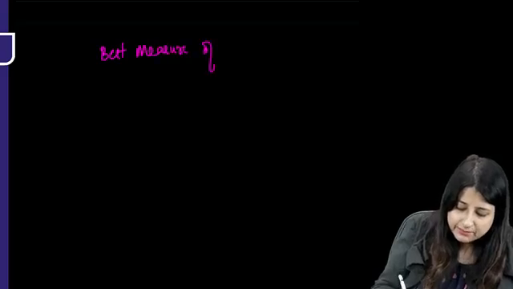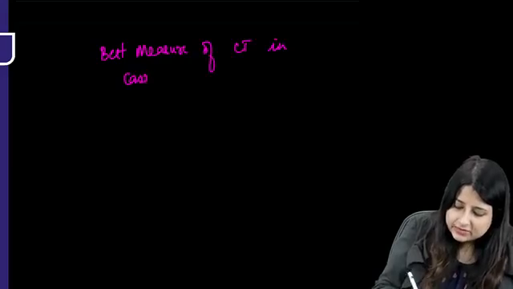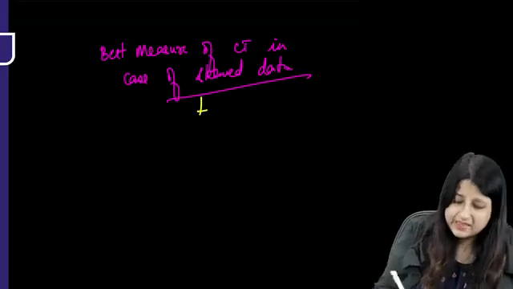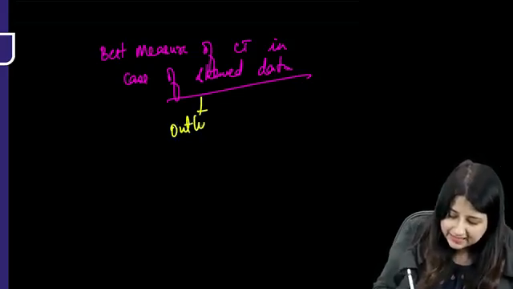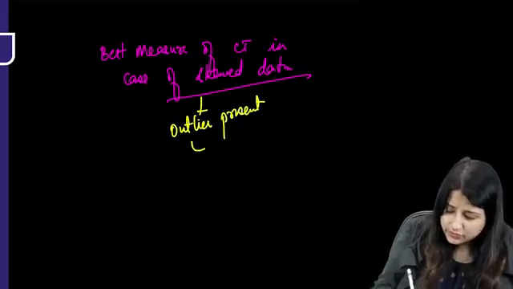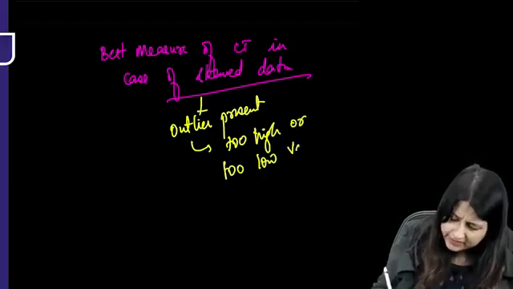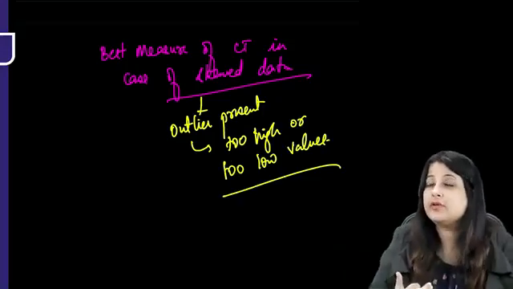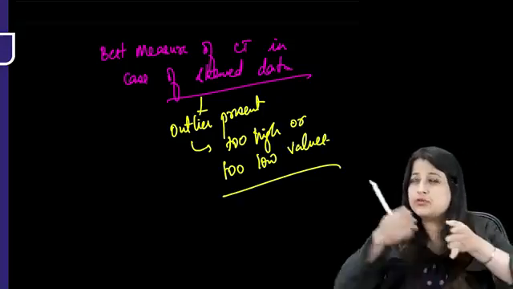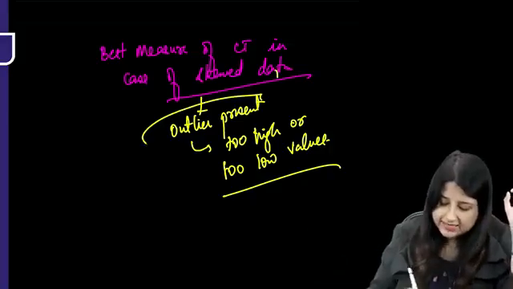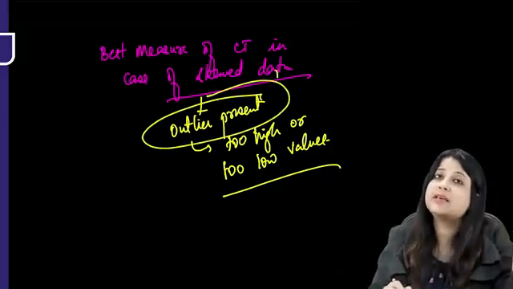Now remember one thing, median is the best measure of central tendency, as discussed in the main videos also, in case of skewed data. Now what was skewed data? If you remember, skewed data is a data set where outliers are present. And what were outliers? Too high or too low values. If we have extremely high or extremely low values, they tend to tilt our data set either towards the right or towards the left. So when we have too high or too low values, that is known as outliers. In that case, median becomes the best measure of central tendency.